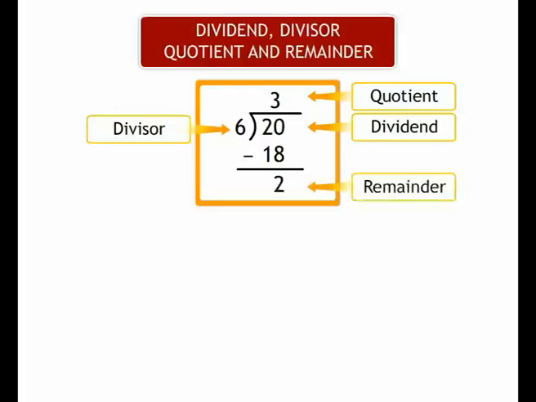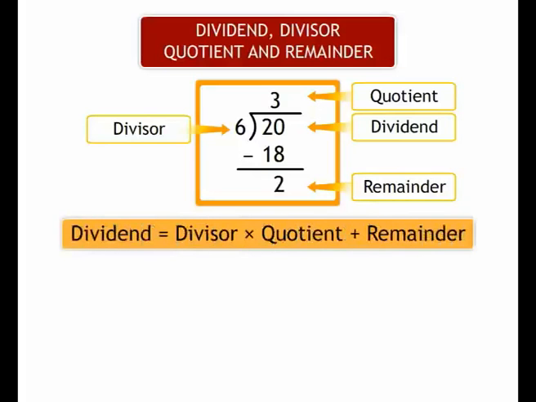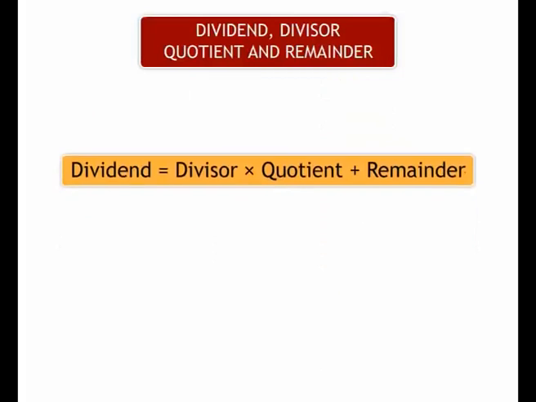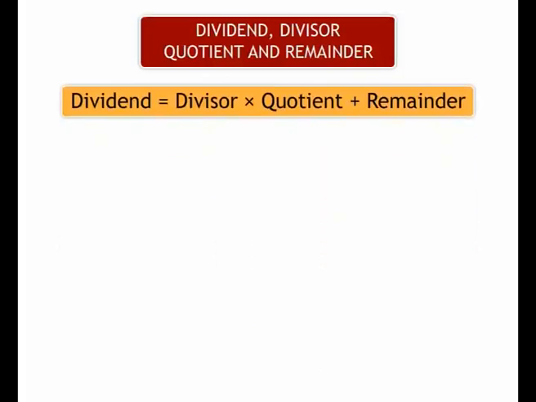To check whether the division carried out is correct or not, we always substitute in the formula: dividend is equal to divisor into quotient plus remainder. Here in our example, 20 is equal to 6 into 3 plus 2. 20 is equal to 18 plus 2. 20 is equal to 20. Therefore, it means that the division carried out above is correct. Dividend is equal to divisor into quotient plus remainder.